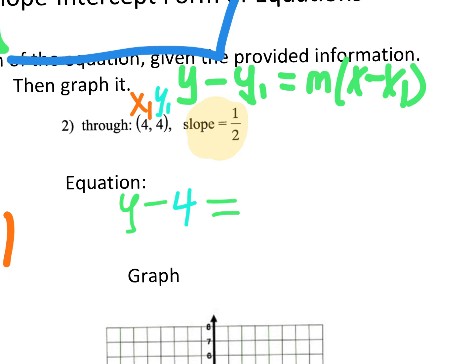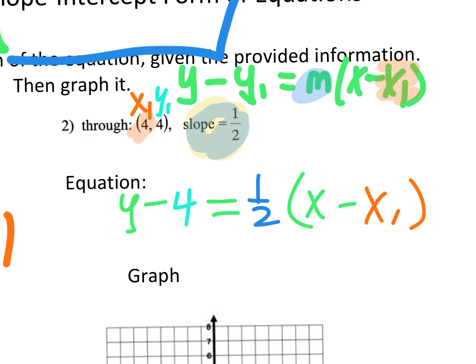This one isn't much of a challenge. I realize I should have picked a different example to start with because the x and the y coordinate are the same. My bad. But instead of the m, what number am I getting ready to write instead of m? I'm getting ready to write the slope, which in this case is 1/2. Yep. And instead of x minus x1, what number am I getting ready to write for x1? Exactly, because that was what my x1 was.